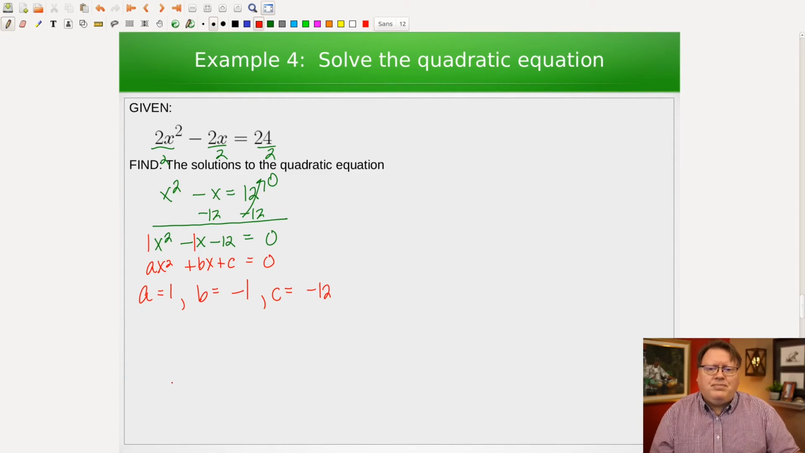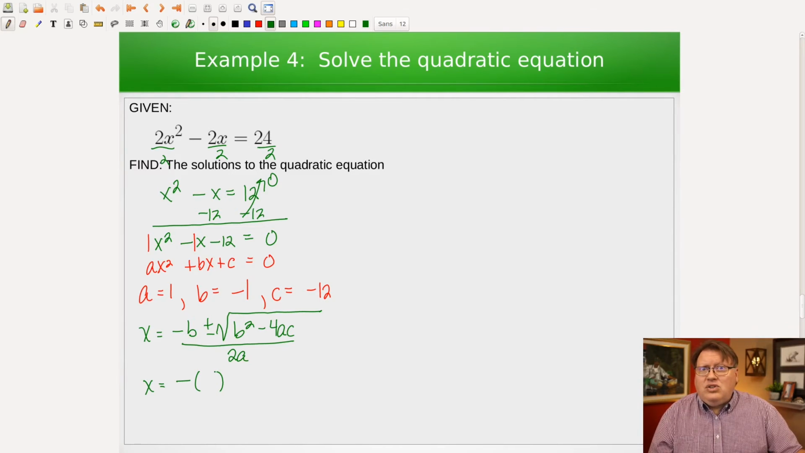Not a problem. We're going to substitute in to the quadratic formula, which we have x equal to opposite b, plus or minus square root, b squared minus 4ac, all over 2a. And we want to substitute. So we have an opposite b.